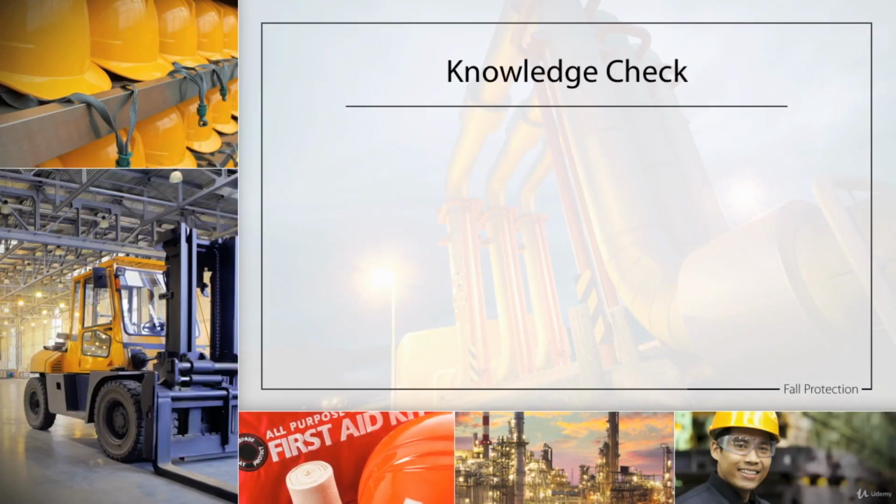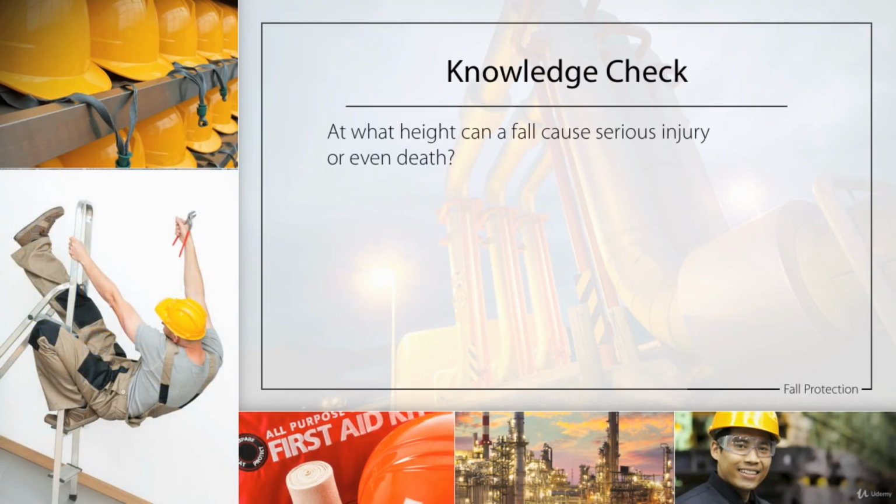Now, let's see how much you retained so far. At what height can a fall cause serious injury or even death? A, 2 to 3 feet, B, 4 to 6 feet, C, 7 to 8 feet, or D, 9 feet or higher. The correct answer is B, 4 to 6 feet.